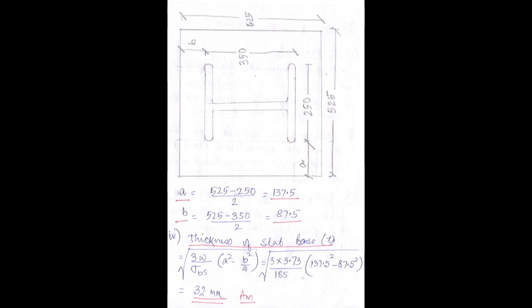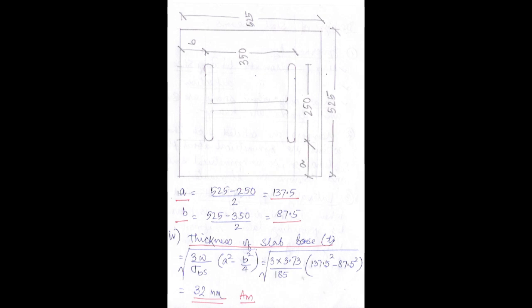The column specification was already given in the question, correct? What was the specification? It was IS HB 350 and flange width of 250 millimeter, correct? So if you have not noted down the question, go back to the question and see it. So flange width was 250 and it was IS HB 350. That means this is the flange width, I have shown it as 250, and 350 means the total depth of the beam was 350, correct?